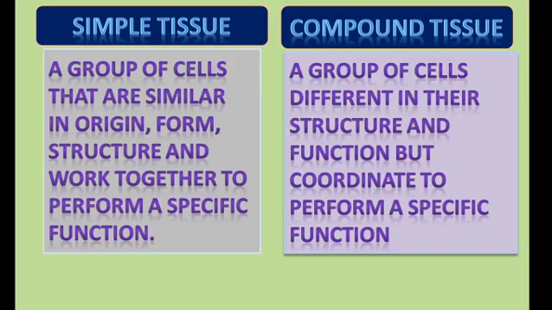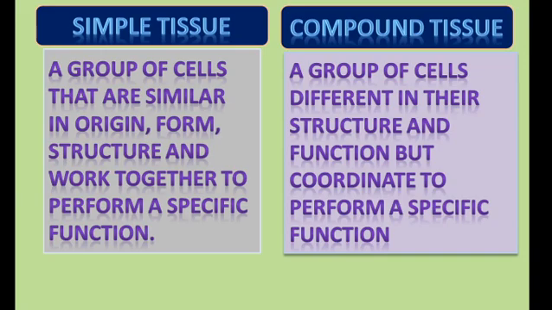Then we'll see about the two basic types, simple tissue and compound tissue. So let me take a look. A group of cells that are similar in origin, form, structure and working together to perform a specific function. So what is meant by simple tissue? A group of cells that look similar. Origin means where it is developing from, where it is arising. Then form, how they are forming, then their structure and their capability of working together to perform a specific function. That is called simple tissue.